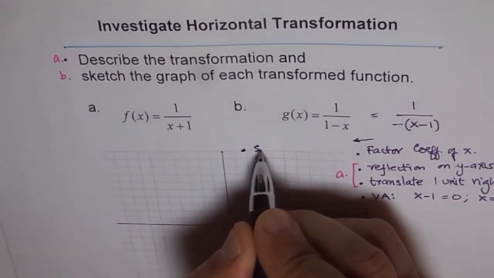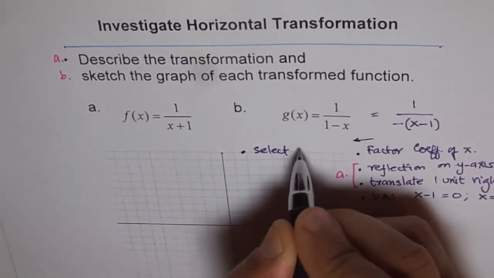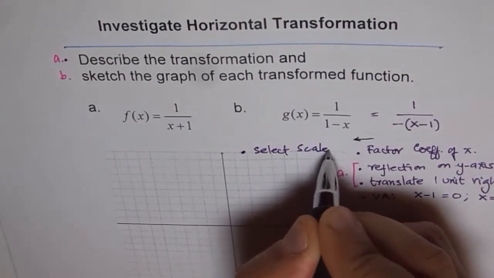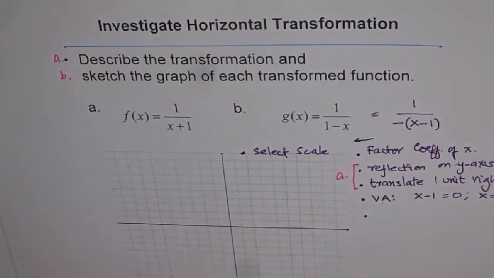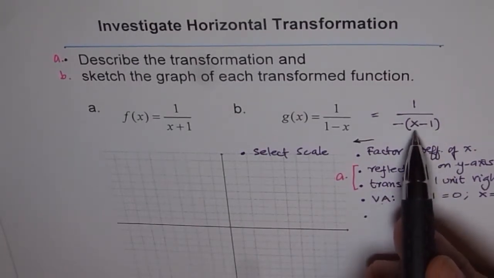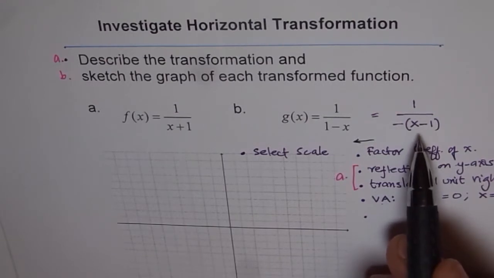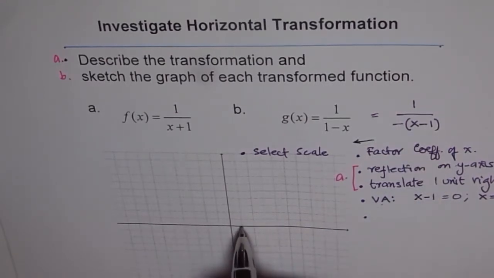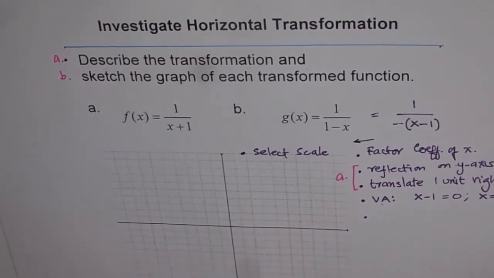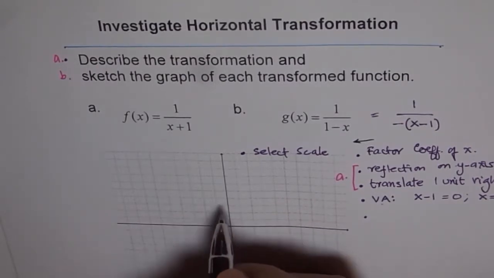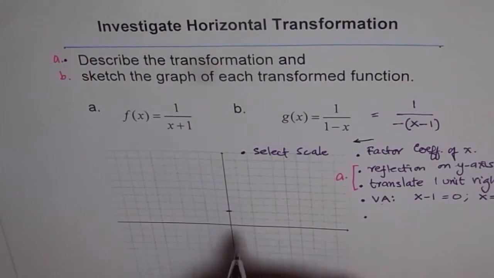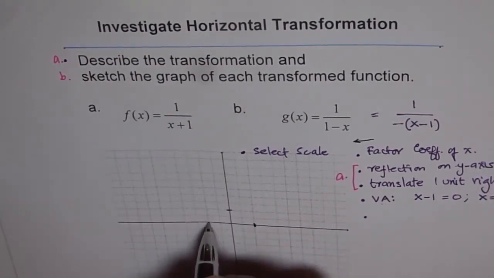select scale. That is the instruction I'm trying to give you. Select a scale. Since with 1 over x, if you put 2, it will be half, 4, 1 over 4, you are going to get a lot of fractions. If you have a scale with this unit as 1, you cannot draw all those fractions. So our scale should be at least 2 units as 1. So mark that scale.